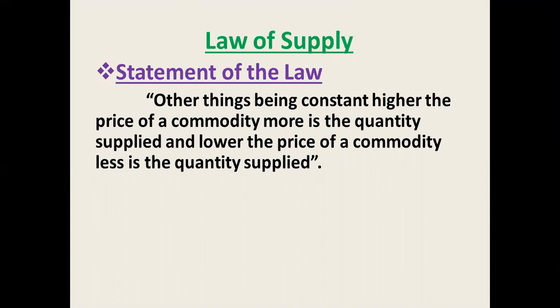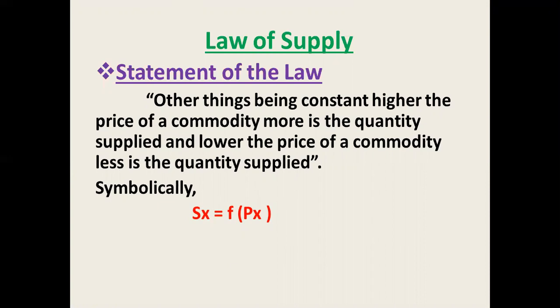The statement is that, other things being constant, the higher the price of a commodity, the more is the quantity supplied, and the lower the price of a commodity, the less is the quantity supplied. In other words, the quantity supplied of a commodity varies directly with the price. Supply is related to the price. With a fall in price, supply will contract, and with a rise in price, supply will expand.